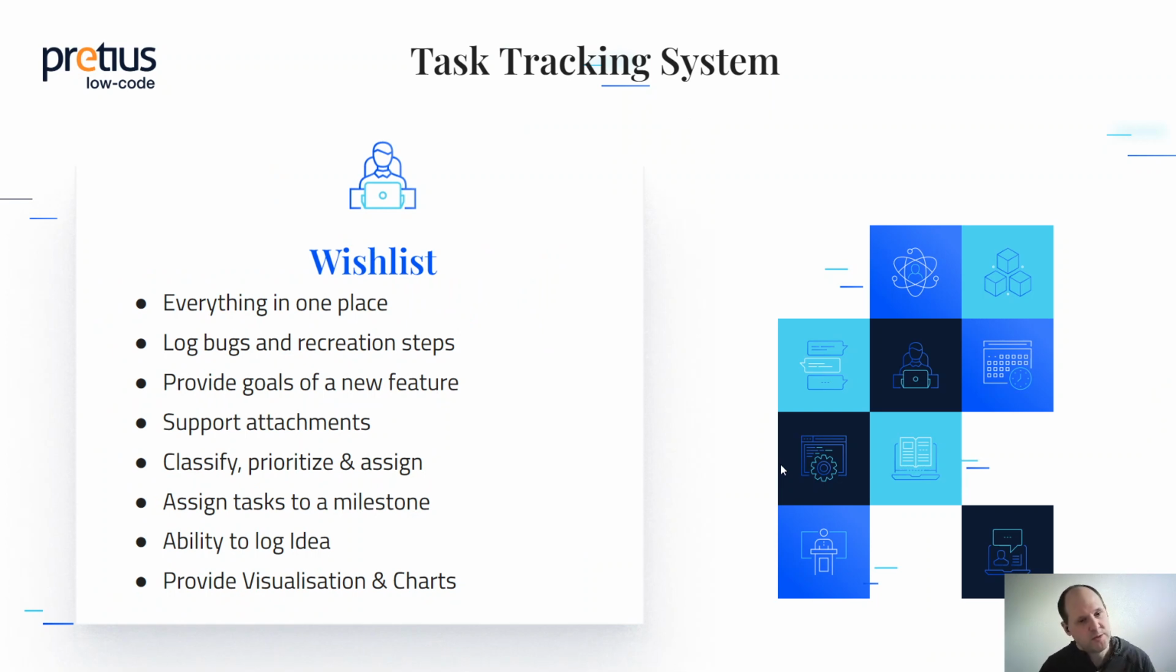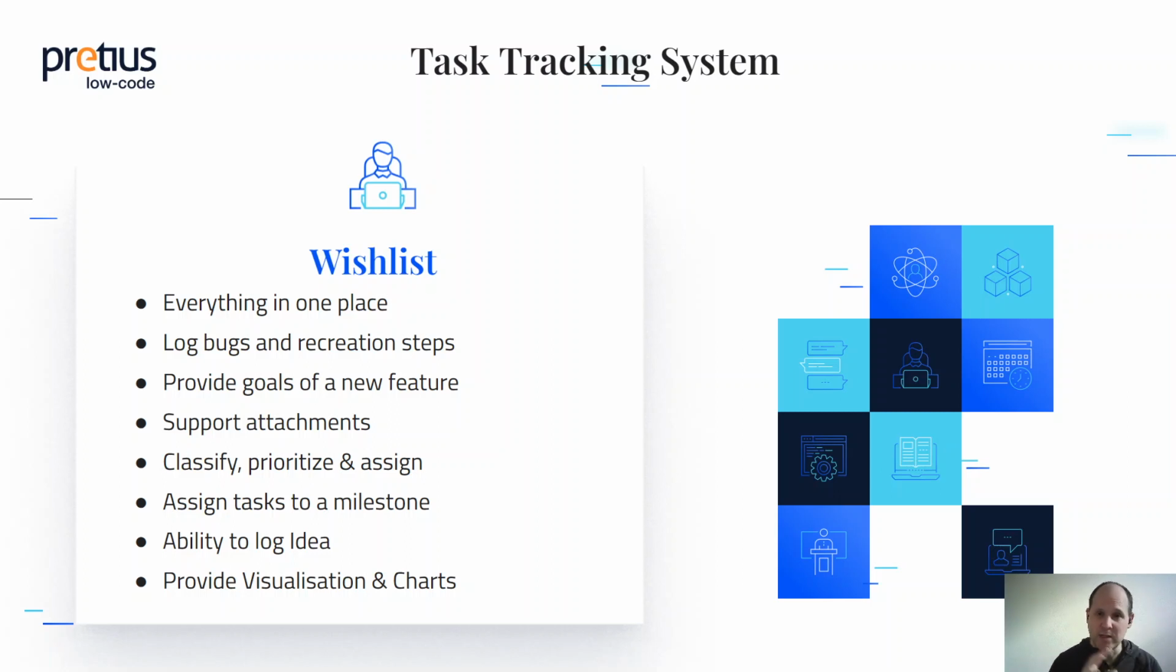Okay, remember our goals, and how we achieve those goals. Well, we need a task tracking system, and Steve talks about the wish list for this. So everything in one place, not cutting in different systems. Whenever a bug is logged, we want some recreation steps, and we want the tool to assist us in those recreation steps. For new features, we need to provide goals, steps, use cases, and support attachments like screenshots.